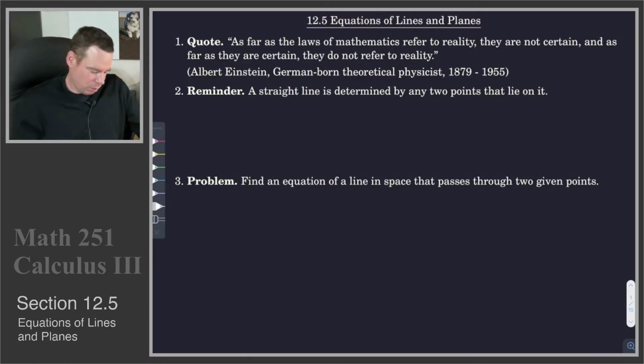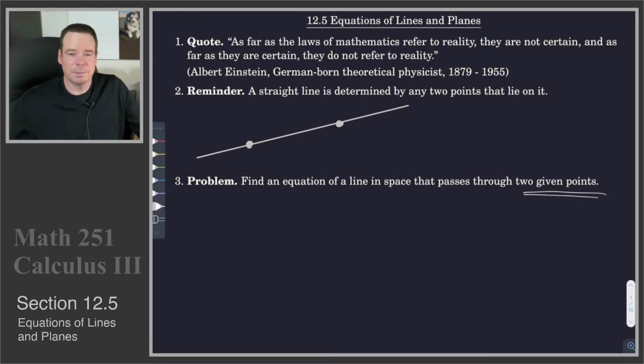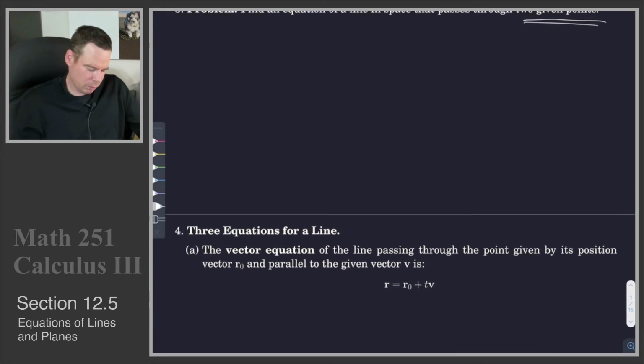So let's just go with a quick reminder. A straight line is determined by 2 points that lie on it. Or another way to say this is if I have 2 points, then that defines a unique line that passes through them. So here's our problem. Our problem is, given 2 points in space, let's determine the line that passes through them. Now we can do this in a few different ways.